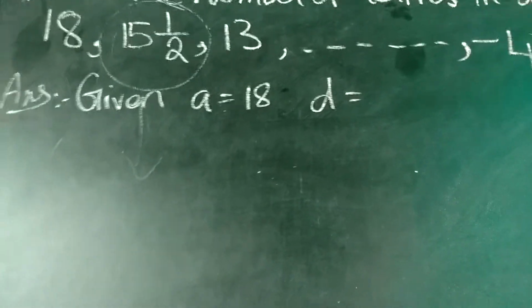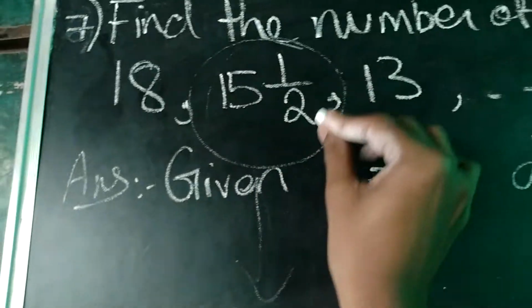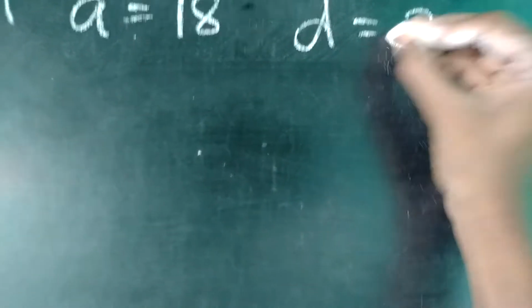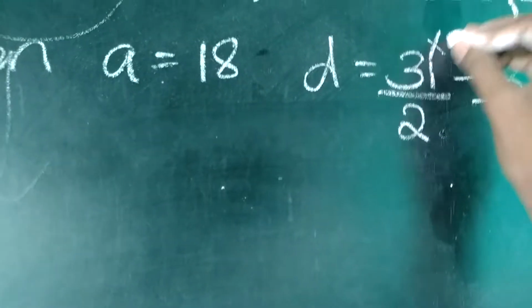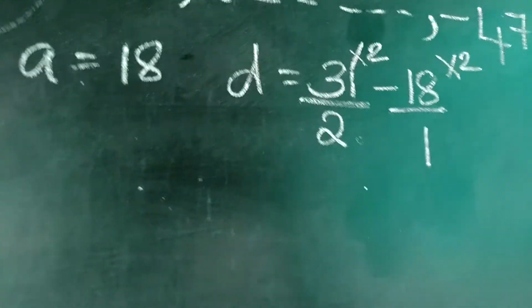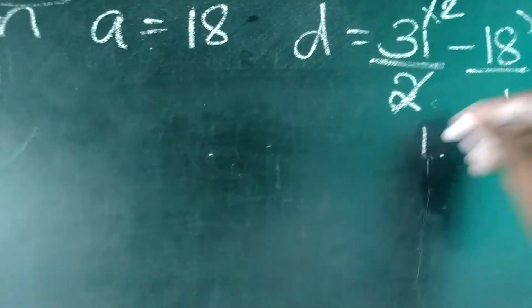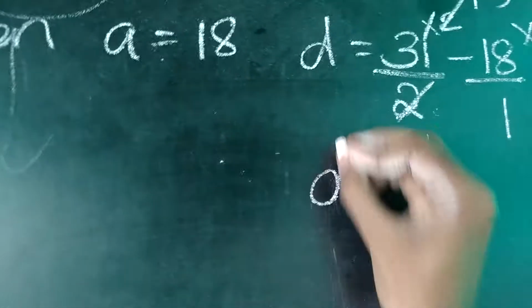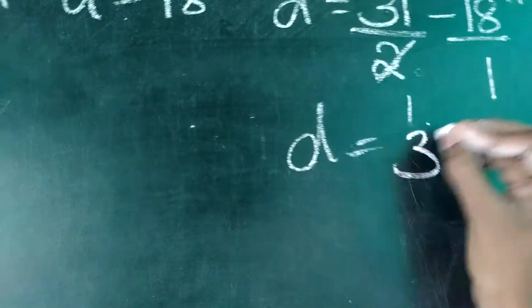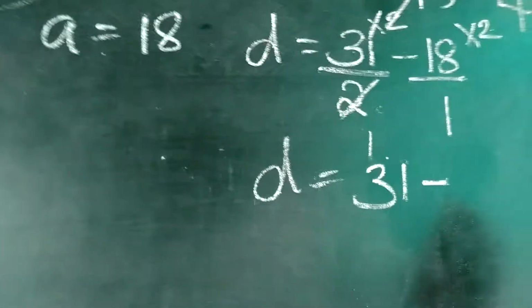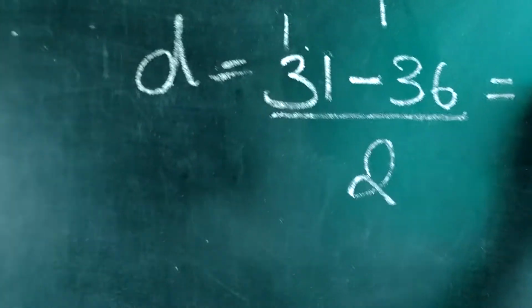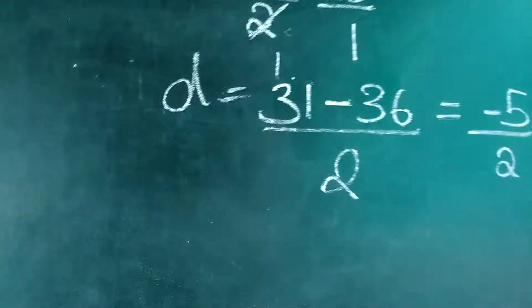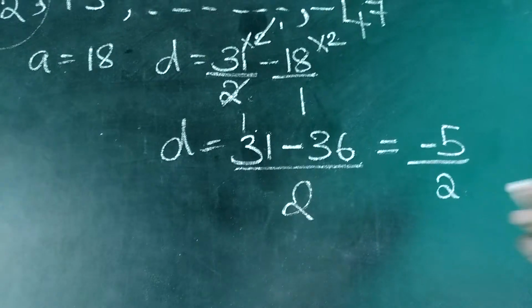So coming to the problem, d equals a2 minus a1. a2, 15 1 by 2, I have converted into an improper fraction, 31 by 2 minus a1, that is 18. Take LCM, LCM of 2 and 1 is 2. Once you got the LCM, multiply with 2. This 2 gets cancelled and this 2 also gets cancelled, whereas this cannot be cancelled. So d equals 31 into 1 is 31 minus 18 into 2 is 36, divided by the LCM we got, 2. So 31 minus 36 is minus 5 divided by 2, because the greater number is having the minus sign, so minus 5 by 2.